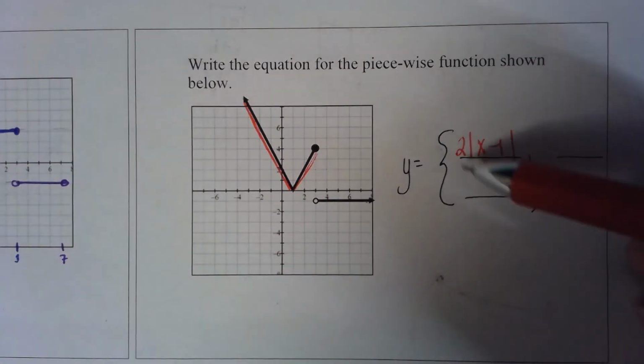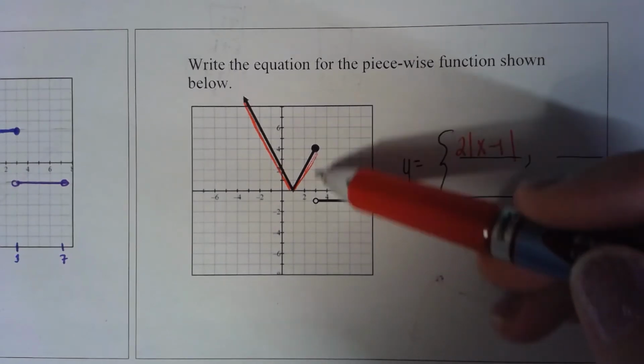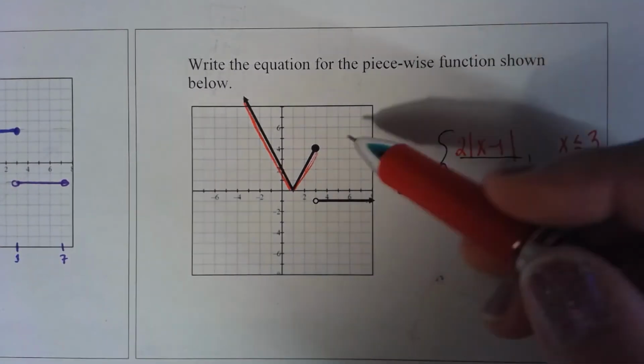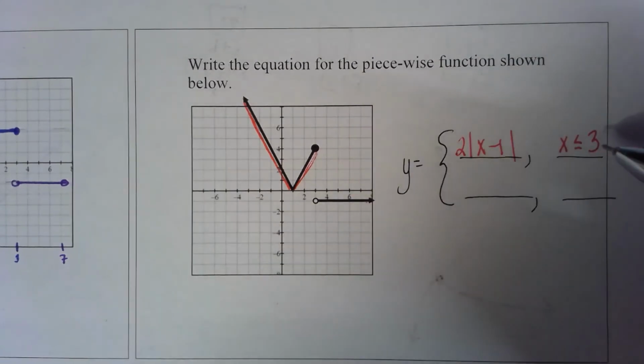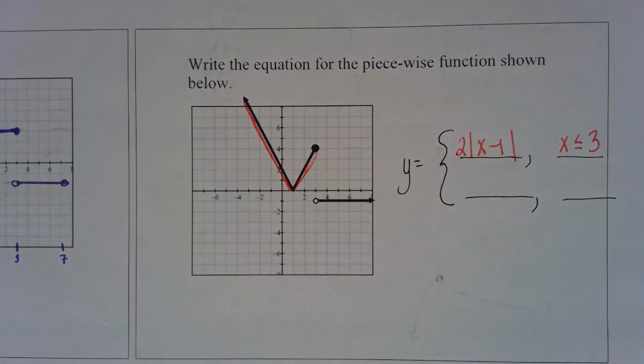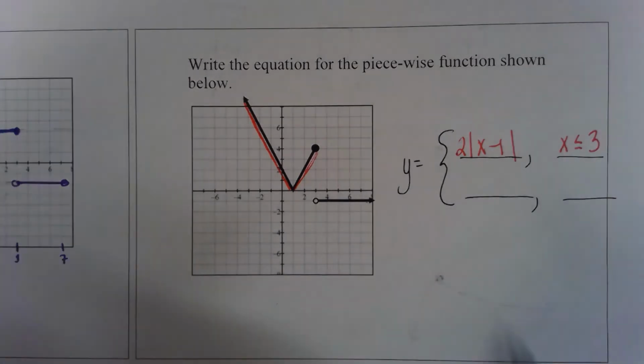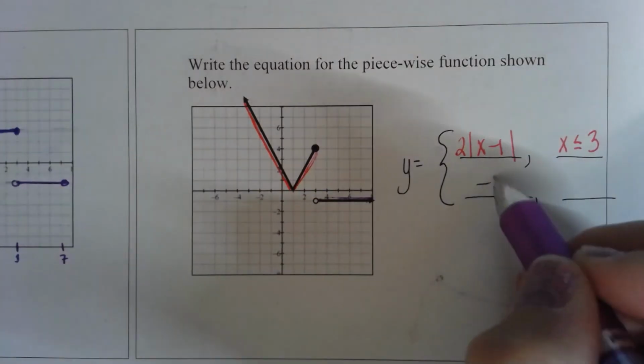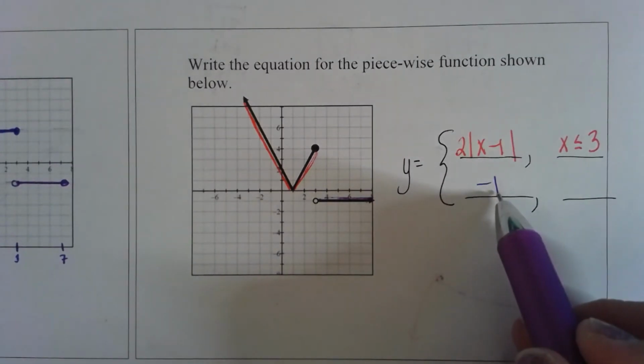I only want to use that graph until I get to x equals 3. So x is less than or equal to, right? See that filled in? 3. Good. And then our second piece is the horizontal line, y equals -1.